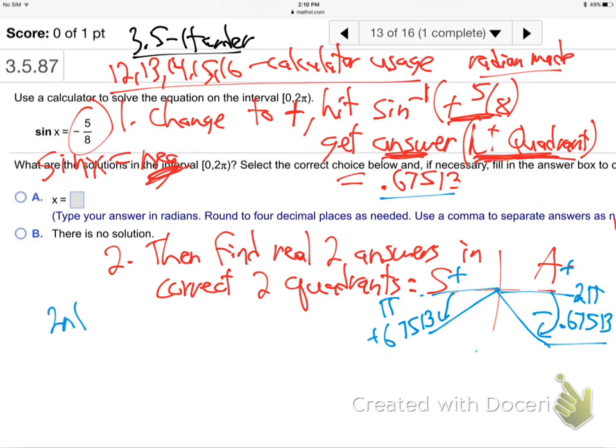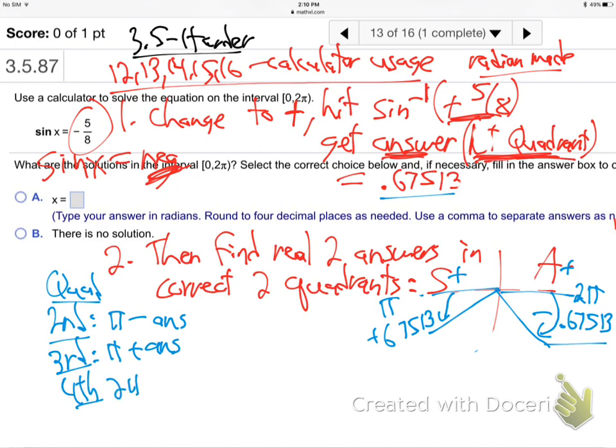Let me just give you the rule here. To get the second quadrant answer, it's always pi minus the answer you got first. The third quadrant is always pi plus the answer. Fourth quadrant is always 2 pi minus the answer. So you start by getting your first quadrant answer. You make whatever they gave you positive, get your first quadrant answer, 0.67513. Then you find the real two quadrants. That'd be the third quadrant and the fourth quadrant. And then those are your real two answers.